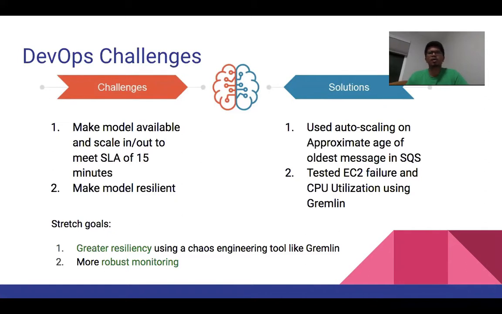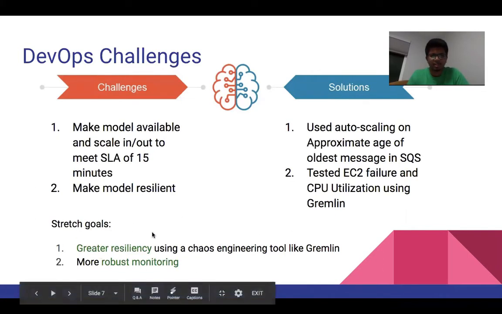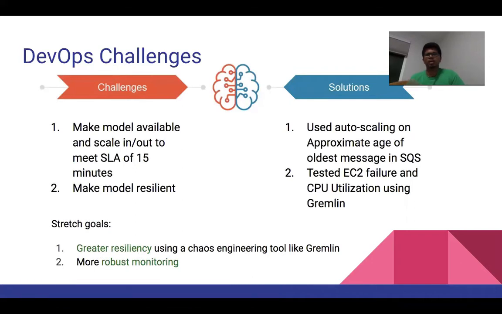Now I had only 3 to 4 weeks to develop this project, and if I had more time, I would definitely focus on greater resiliency using a chaos engineering tool like Gremlin. So Gremlin allows a lot of other processes wherein it can take down packets, it can spike up CPU utilization, it can spike up disk usage, memory usage. So all those things, I think, really are important when we talk about resiliency.